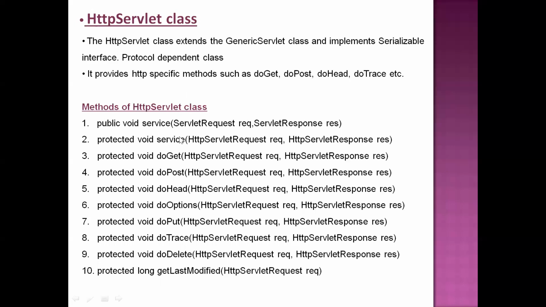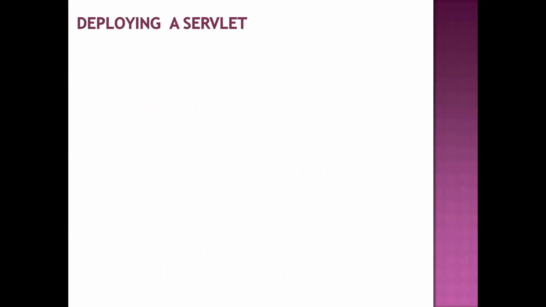If you write your own service method in your servlet program, your service method initiates the execution of any one of these methods. The doGet method is used for handling get kind of requests. The doPost method is for handling requests coming from the client that use the post method. So all these are the methods available in the HTTP servlet class. These three, two classes and one interface, are enough for writing servlet programs.